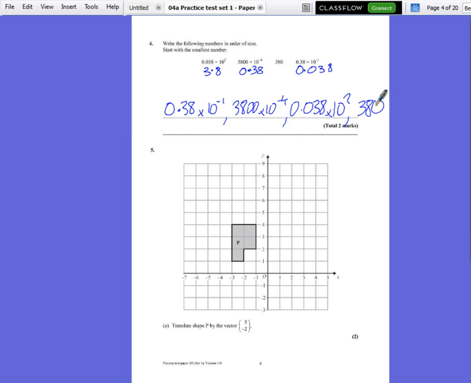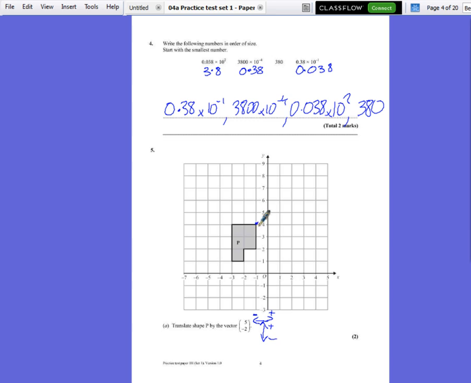Question 5. Translate the shape by the vector 5, minus 2. The 5 needs to go 5 right, and the 2 needs to go 2 down. So the top number is always left and right, where left will be negative and right will be positive, and the bottom number is up and down, where up is positive and down is negative. So we're going to go 5 right and 2 down.